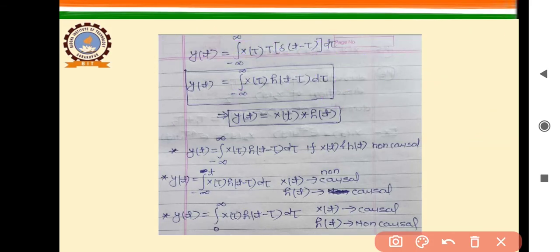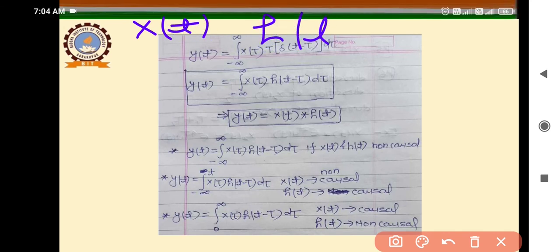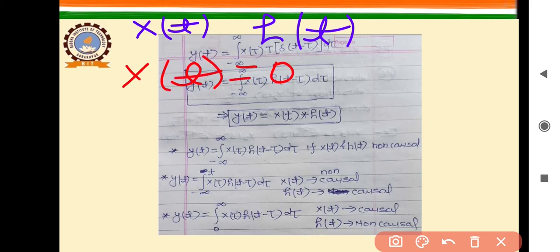If x(t) and h(t) both are non-causal signals, then, the definition for a causal signal is: if a signal exists only for the positive values of t, meaning x(t) is equal to 0 when t is less than 0, then this signal is called a causal signal. A causal signal exists only for the positive values of t. For the negative values of t, the signal remains 0.